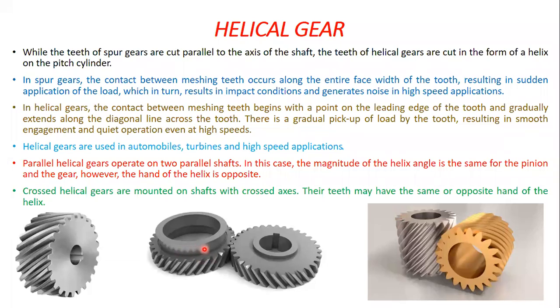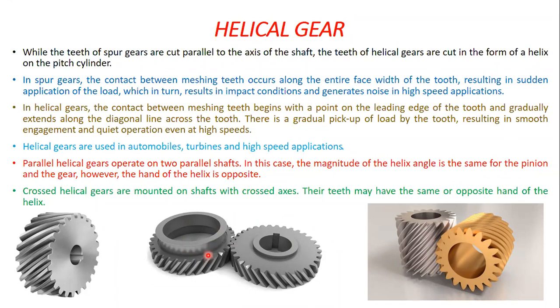In the case of the parallel helical gear, whatever the magnitude of the helical angle is, it is the same for both the pinion as well as the gear. For example, if you take the helical angle as 30, the helical angle is denoted by beta. In the next slide I will tell you what this helix angle means. The magnitude of the helical angle is the same for pinion as well as for gear, but the hand of the helix will be opposite.